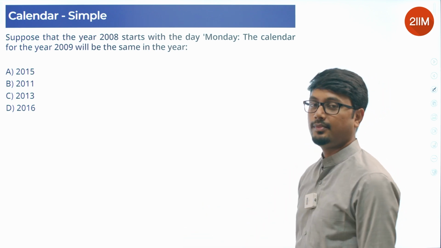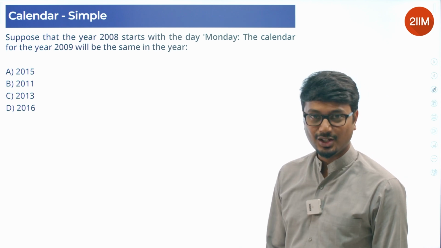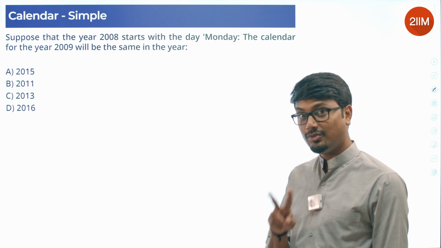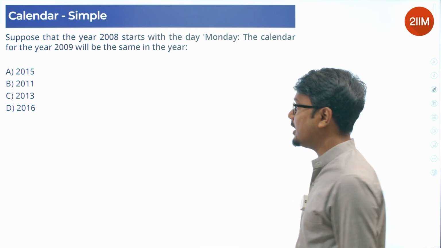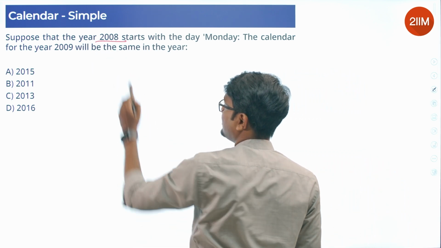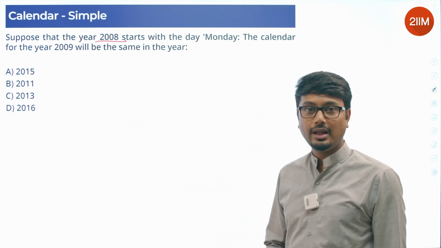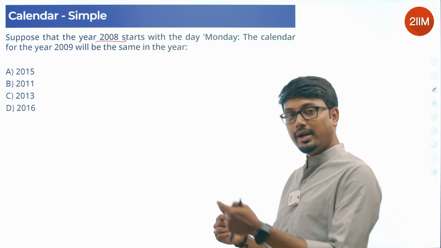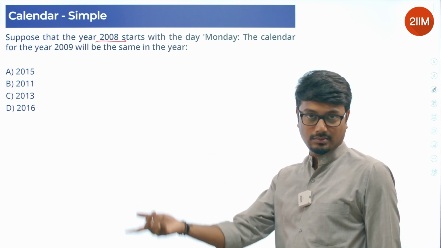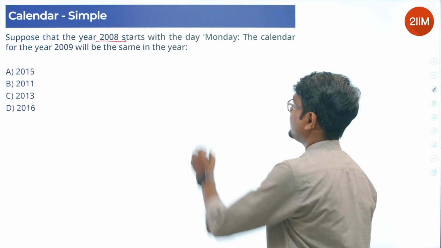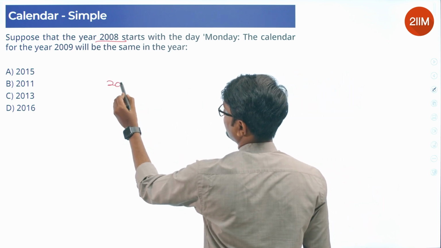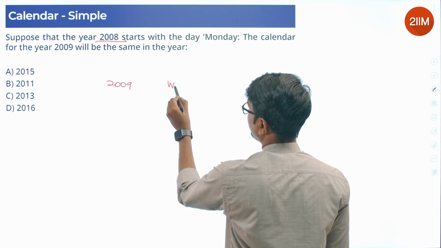2008 it is Monday. 2009 it is not Tuesday, it is Wednesday. Why? Because 2008 is a leap year, so it will have 2 odd days. A non-leap year will have 1 odd day. That's why you get 1 day extra. So technically 2009 will start from Wednesday.